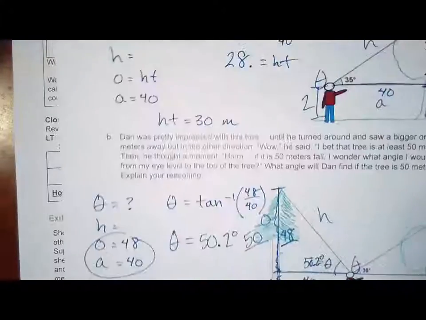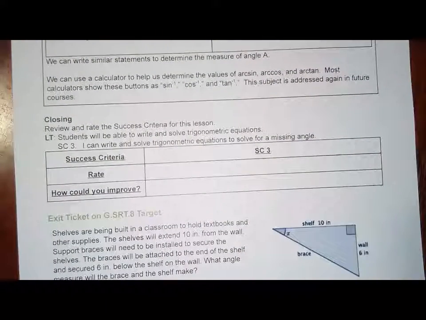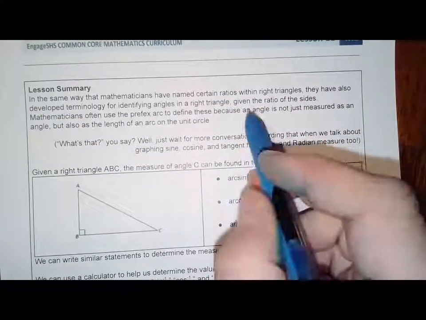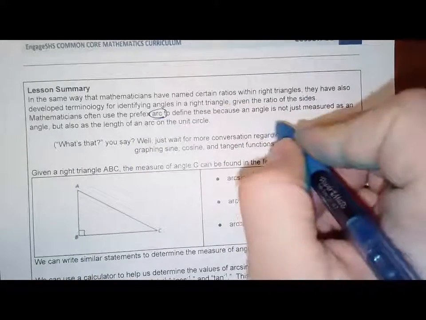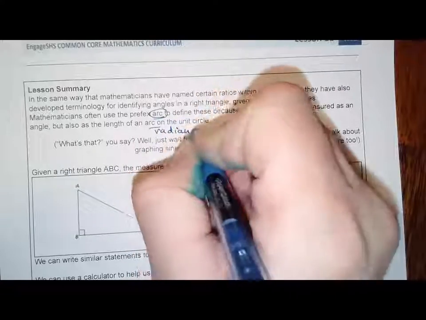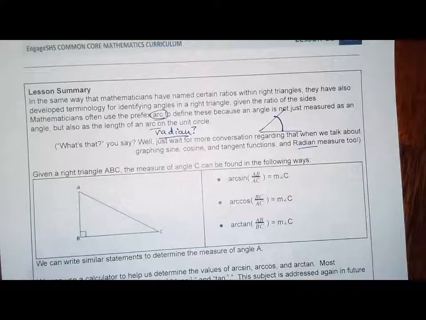After this lesson is done, you really should have all of the access you need to understanding triangles, how to find the measure of missing sides in triangles, because we have several ways of doing this. In the same way that mathematicians have named certain ratios within right triangles, they've also developed terminology. So given the ratio of the sides, we use the prefix arc because an angle is not just measured as an angle, but it's also an arc on the circle. This might be a radian. Anyway, not a word for you to know right now. We'll talk about radian measure when we get to algebra 2.